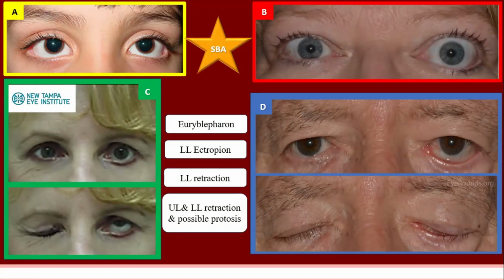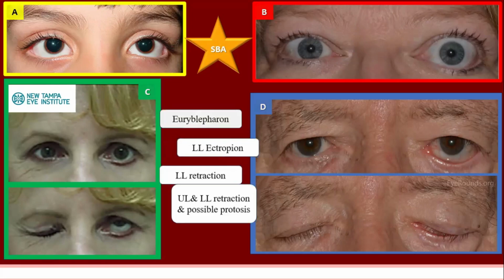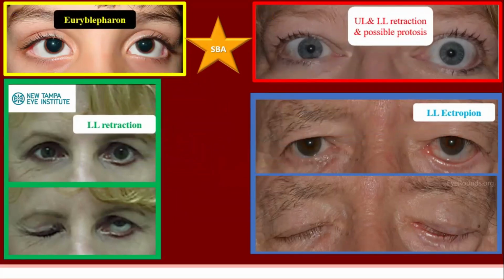A is euryblepharon. Okay, excellent. B is upper lid and lower lid retraction and possible proptosis. Well done. C is lower lid retraction. Exactly, yeah. D is lower lid ectropion. Well done. So I'm giving you another 1 mark. So you got 2.